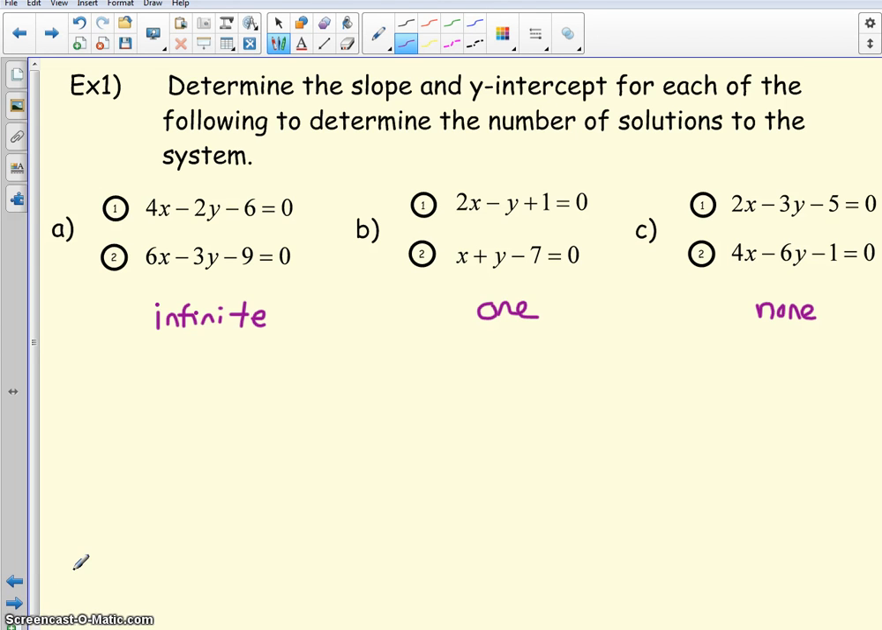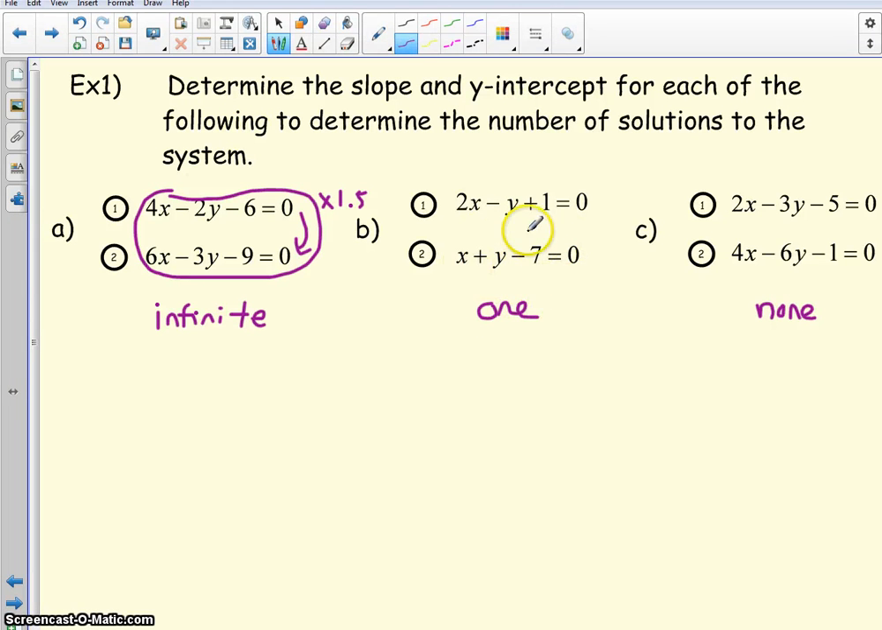One thing that you may have been able to notice before you put them in slope-intercept form is, if you look at these two equations right here, there is a multiple that you can multiply the first equation by to get the second equation. So if you multiply this one by 1.5, then 4 times 1.5 gives you 6, so you get 6x there. 2 times 1.5 gives you 3. 6 times 1.5 gives you 9. So you can see that these two equations are multiples of each other, which is why when you solve for y and put them in slope-intercept form, you get the same slope and same y-intercept.